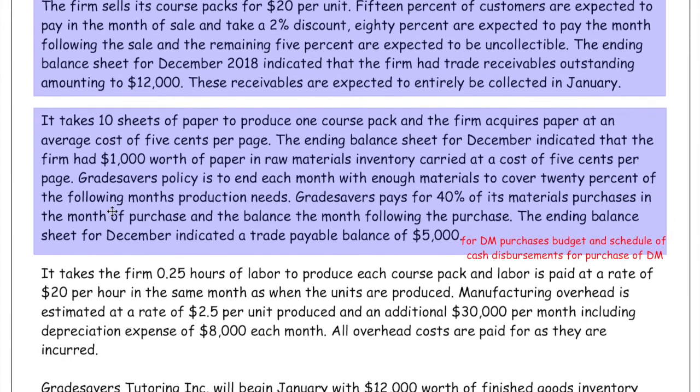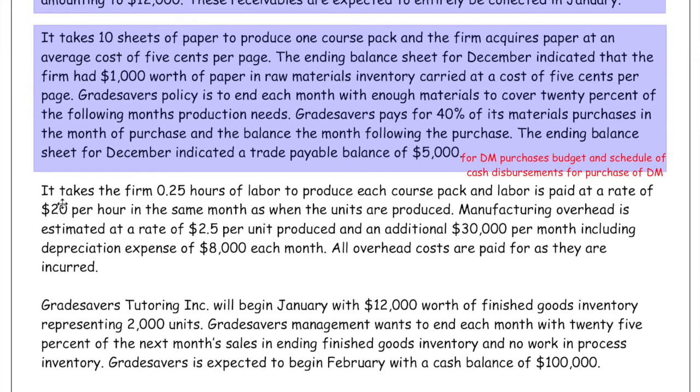If we continue to read, lower down it tells us that it takes the firm 0.25 hours of labor to produce each course pack, and labor is paid at the rate of $20 per hour in the same month as when the units are produced. Manufacturing overhead is estimated at a rate of $2.50 per unit and an additional $30,000 per month, including depreciation of $8,000 each month. All overhead costs are paid for as they are incurred.